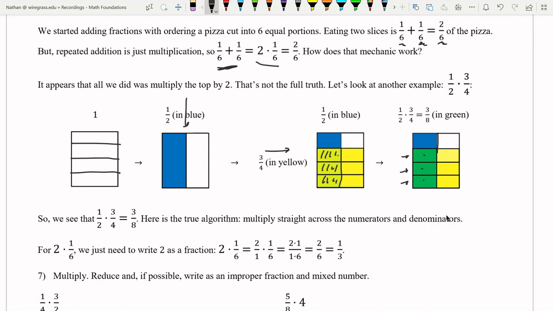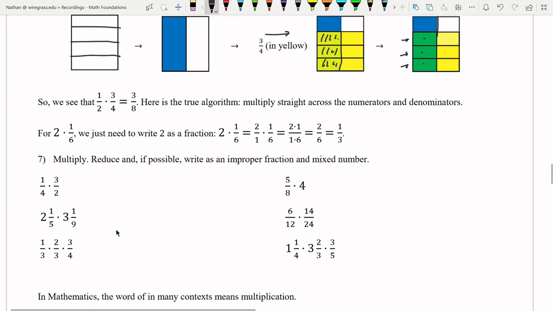And this is where the true algorithm shows up, because if you look here, 1 times 3 is 3, 2 times 4 is 8. That's how you multiply fractions. You go straight across the numerators and straight across the denominators. So for 2 times 1/6, we're going to write 2 as a fraction. So 2 becomes 2/1, and then go straight across the numerators, straight across the denominators. 2 times 1 is 2. 1 times 6 is 6. Of course, 2/6 reduces down to 1/3. That's the exact same answer we got when we added 1/6 and 1/6.